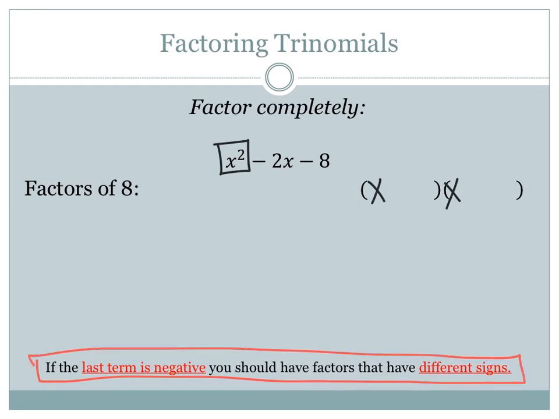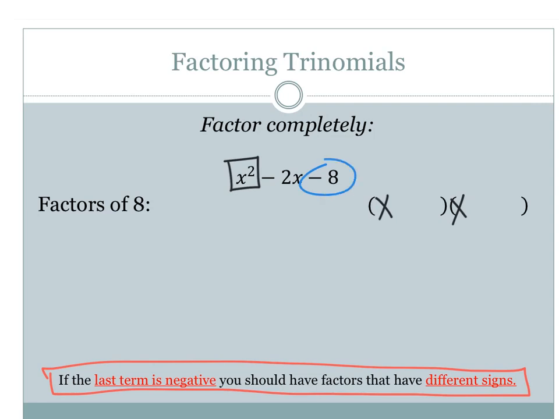Okay, my last term is negative, so I know that even though my middle term is a negative 2, I should have a minus and a plus inside these parentheses. And to answer your question, it doesn't matter which one has the negative and which one has the plus. Okay? But let's go ahead and look at the different factors of 8.